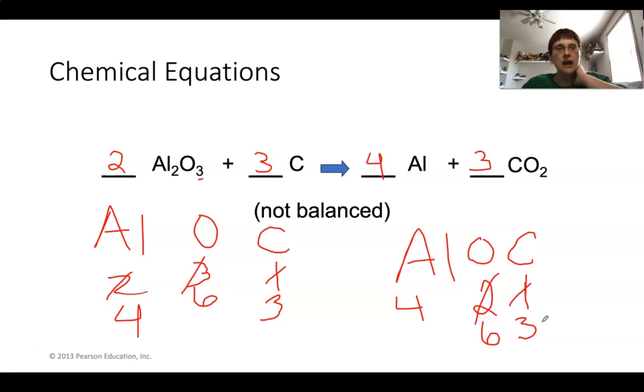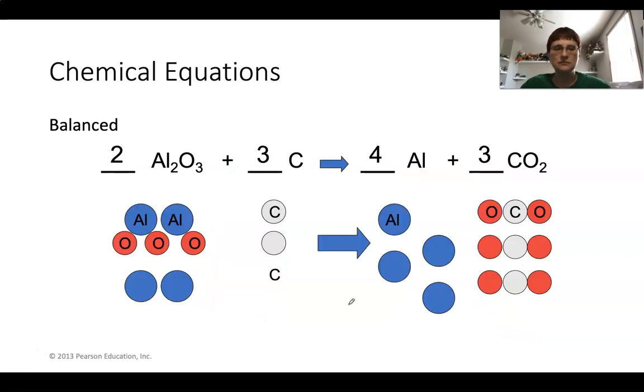So let's take a look at what this looks like if we were to draw the atoms. I knew I wasn't going to be good enough to draw, so I did this one with some shapes. All right, so here's the balanced equation, right? So here is our original aluminum oxide, our original 1 carbon, our original 1 aluminum, and our original 1 carbon dioxide. So when we started balancing it, we made it 2 aluminum oxides, right?